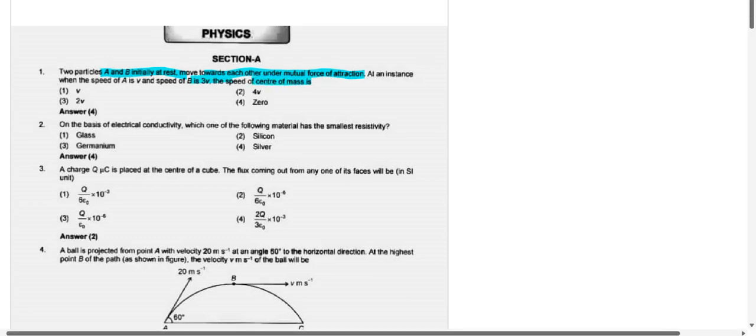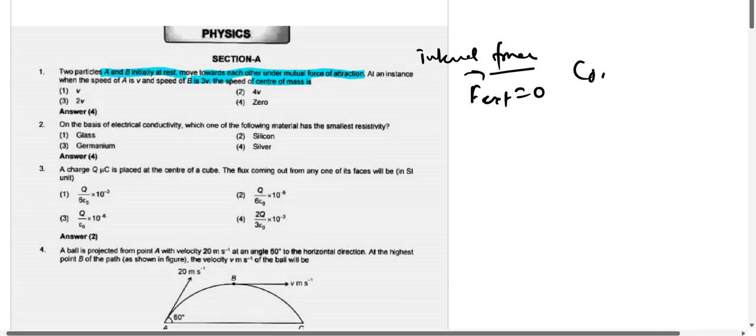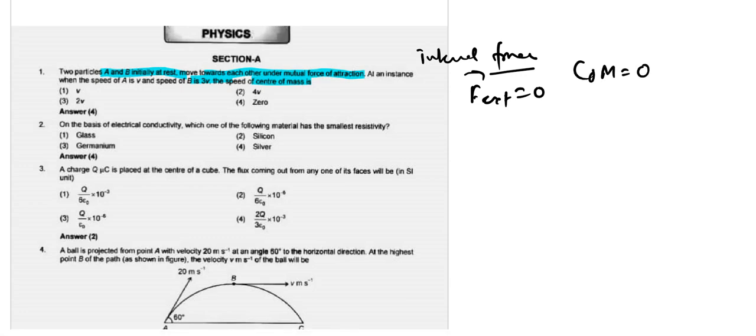So only internal forces are acting in the system. Therefore, F external is equal to 0. It is also given that the initial velocity of the COM is 0. So they will remain at rest, and there will be no movement. So answer number 4 is correct.